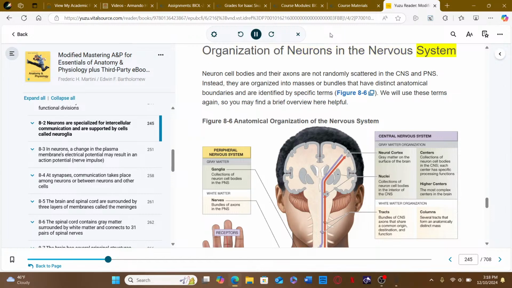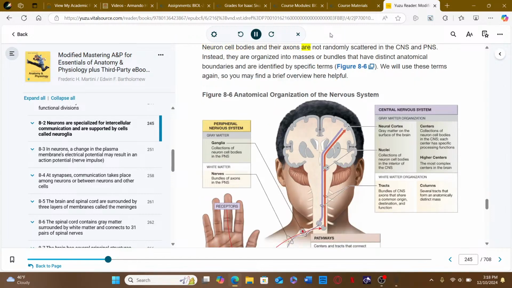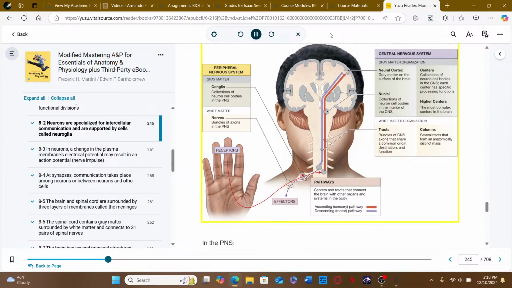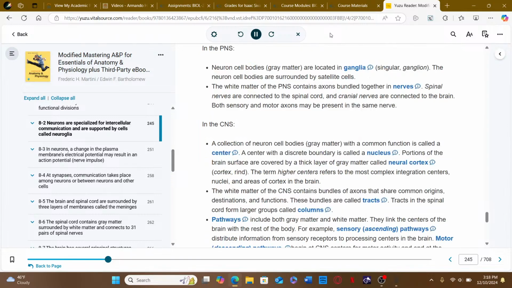Organization of neurons in the nervous system. Neuron cell bodies and their axons are not randomly scattered in the CNS and PNS. Instead, they are organized into masses or bundles that have distinct anatomical boundaries and are identified by specific terms, Figure 8-6. We will use these terms again, so you may find a brief overview here helpful. Figure 8-6 Anatomical organization of the nervous system. The organization of the PNS, CNS, and pathways of effectors and receptors. Figure 8-6 full alternative text.